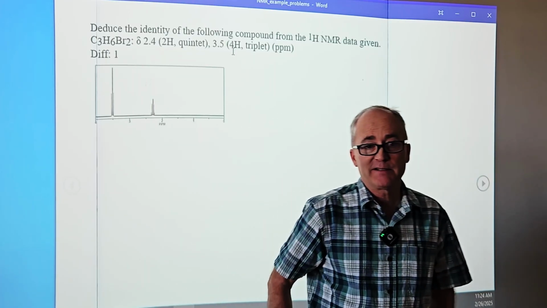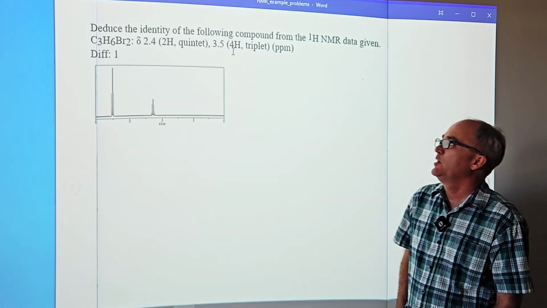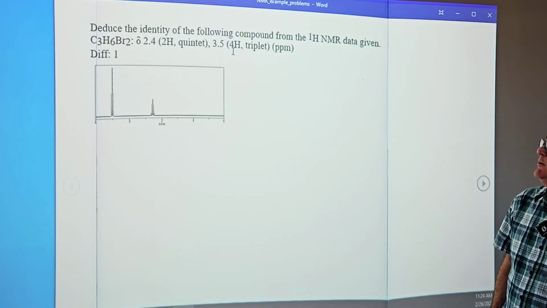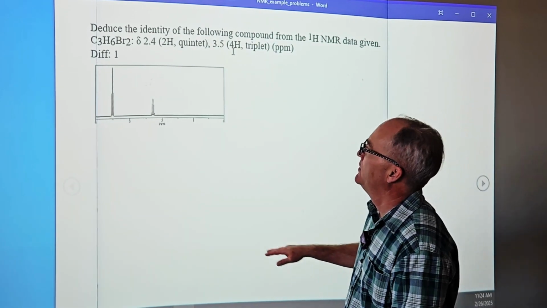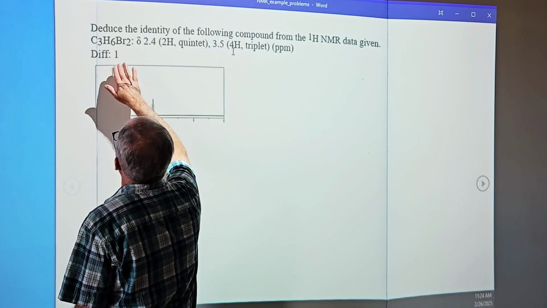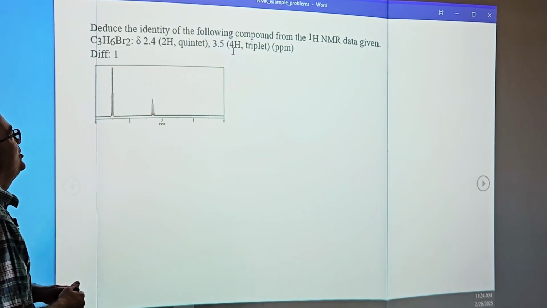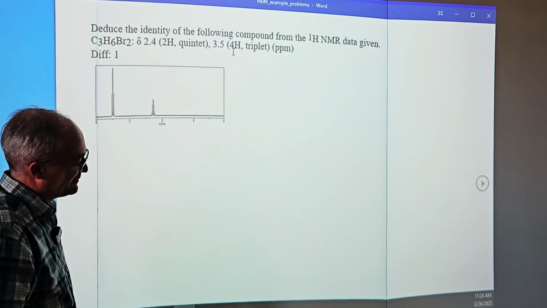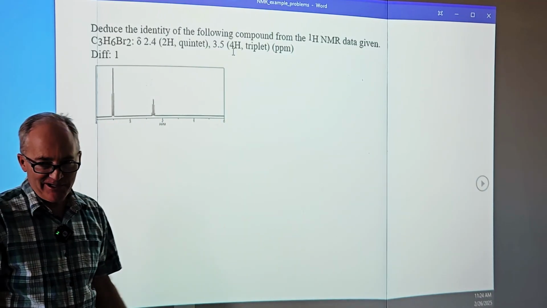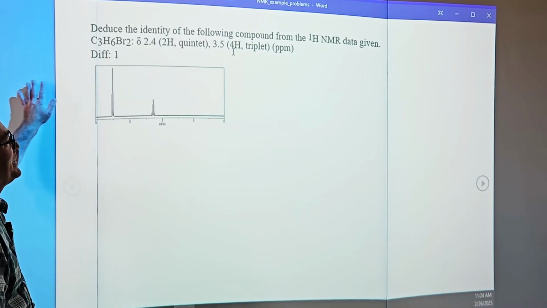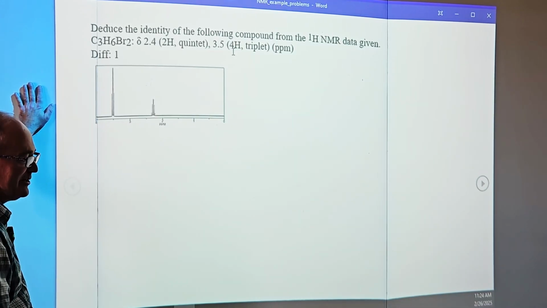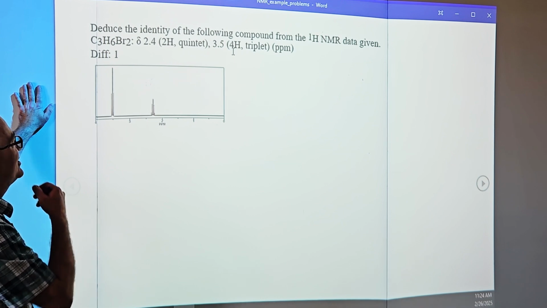So students always need lots of practice solving NMR spectra and structures. So here we have C3H6Br2, and you're told this is a difficulty level of 1. That's to humiliate you. I'm sorry, no, I don't know why they say that. We have some 2s coming up and maybe a 3 somewhere.